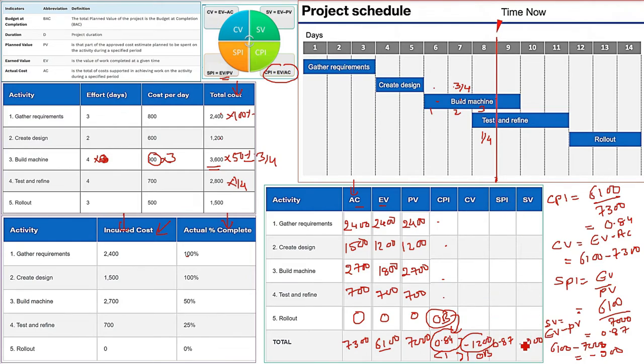SPI now, 0.87. It is again less than 1. That means you are behind schedule. And SV again negative 900. So this is also talking about the negative values showing that there is a delay. So this is how we analyze the results.